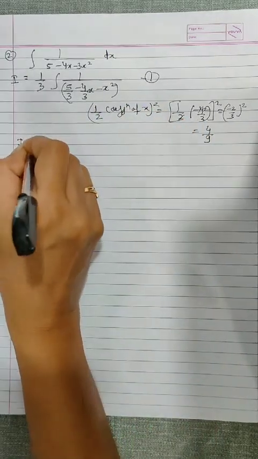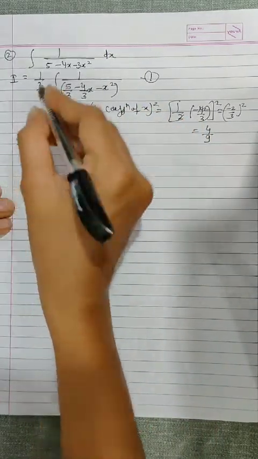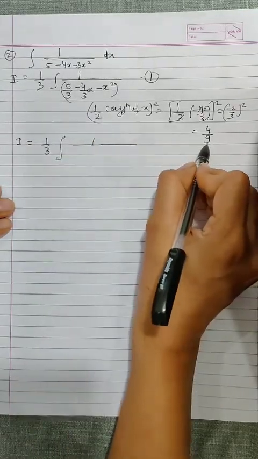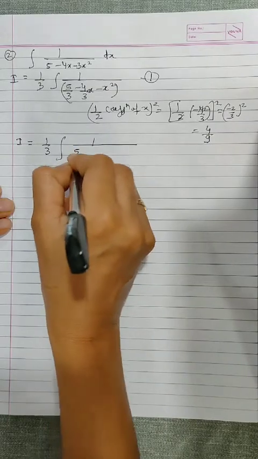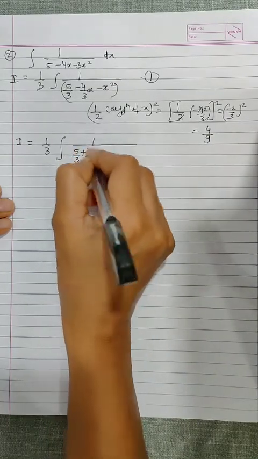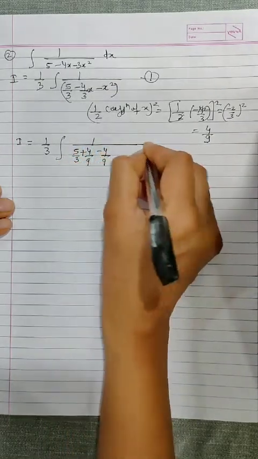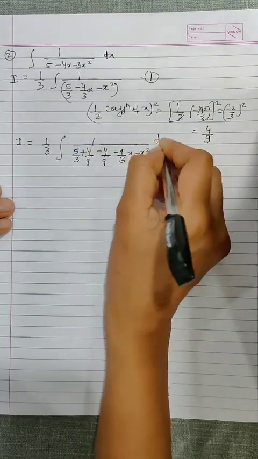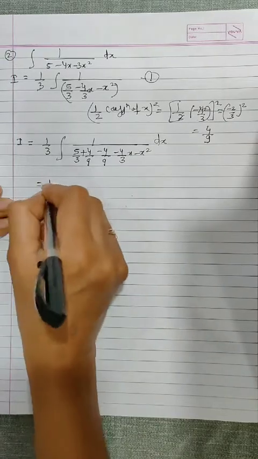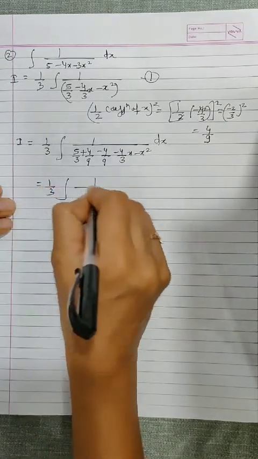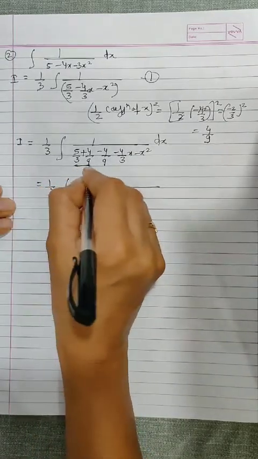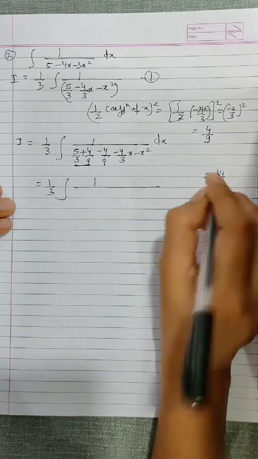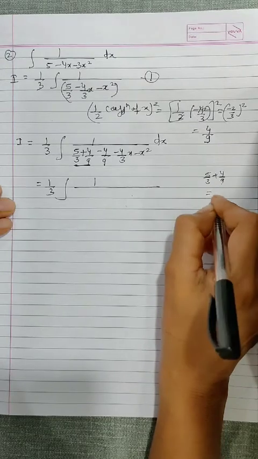Therefore equation 1 implies I equal to 1 by 3 integral of 5 by 3 plus 4 by 9 minus 4 by 9, and the remaining terms minus 4 by 3 x minus x square dx, which is equal to 1 by 3. Now these two terms, take the LCM, students. So I will take here 5 by 3 plus 4 by 9. So the LCM is 9.